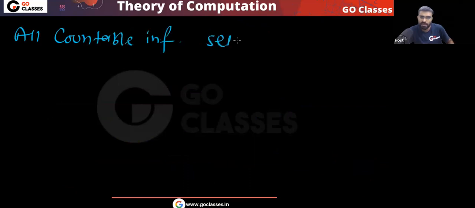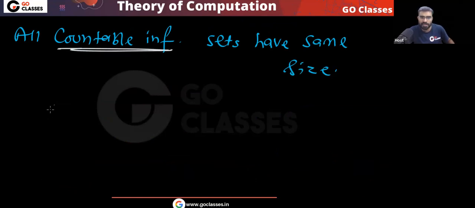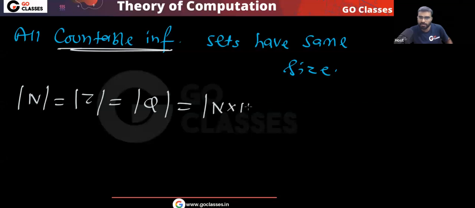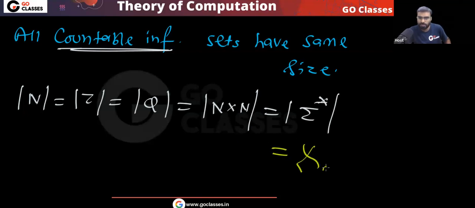Don't worry. Can you notice that all countable infinite sets have the same size? Yes or no? All of them have the same size, whatever you take. So this we already know, and that size is equal to aleph null. I told you aleph null.